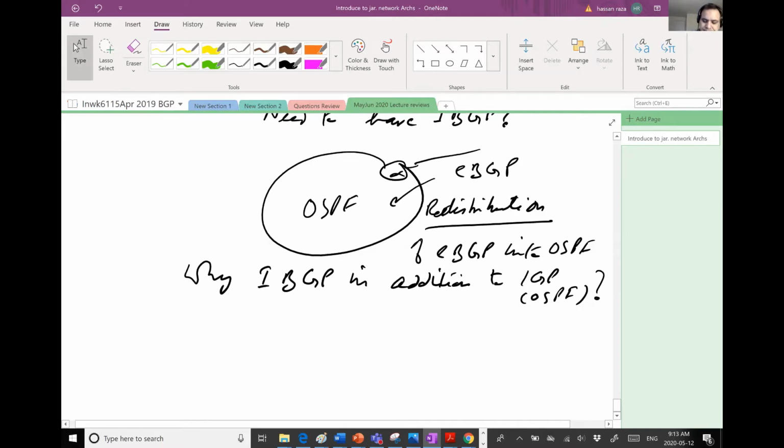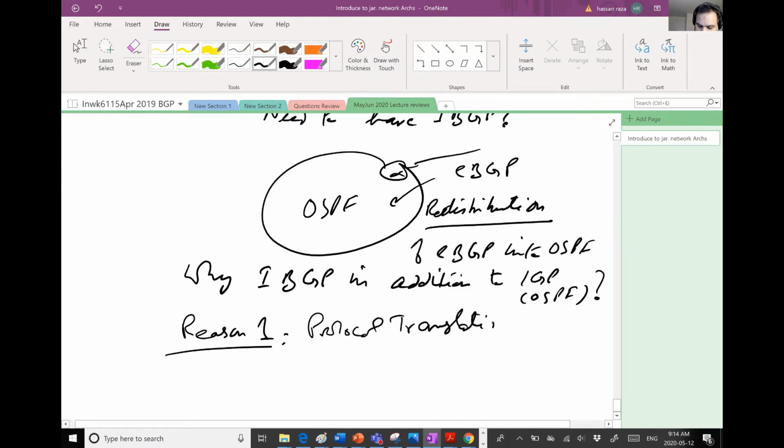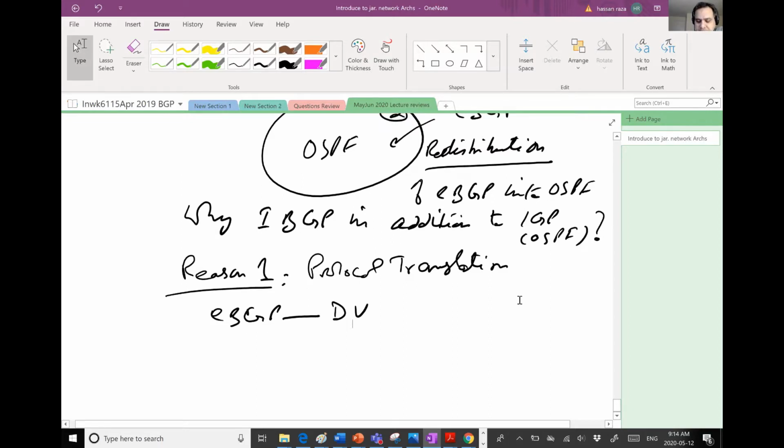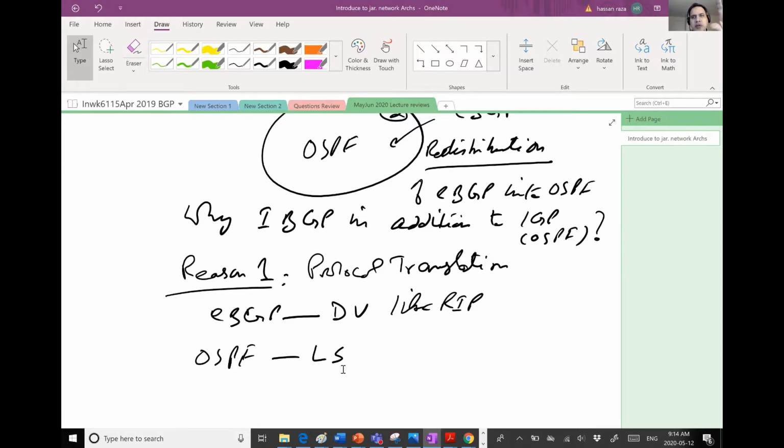Okay. I'll give you a couple of reasons. One reason is protocol translation. eBGP is distance vector, like RIP. OSPF is link state, and you have analyzed both of them. If you imagine a distance vector packet and an OSPF packet, you can imagine how many translations of different fields have to be done to go from one to the other.